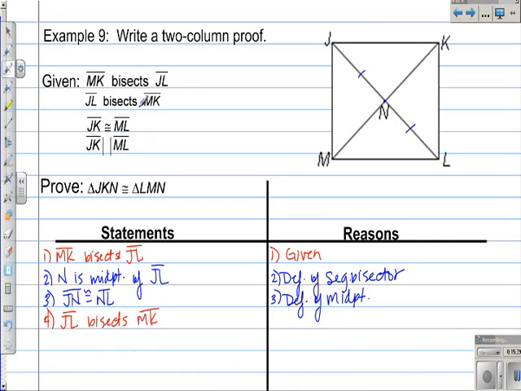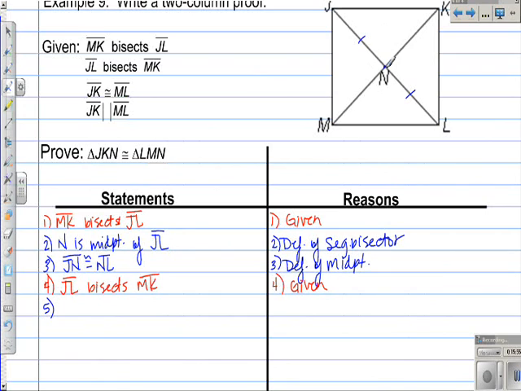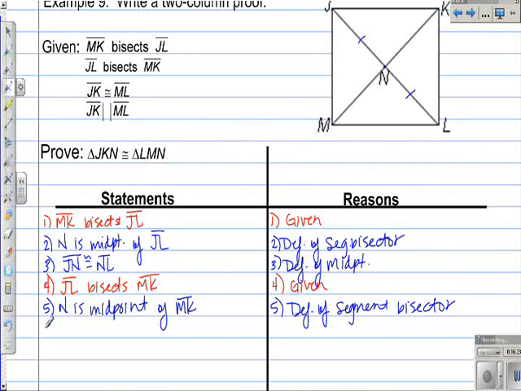Now you know that JL bisects MK. That is the opposite of MK bisects JL, so together those make a biconditional, since the conditional and the converse would both be true. And since we know that, once again, if JL bisects MK, then N is the midpoint of MK. Your reason is definition of a segment bisecting. So if we have a midpoint, then once again, we know that NM has to be congruent to NK. Your reason is definition of midpoint.